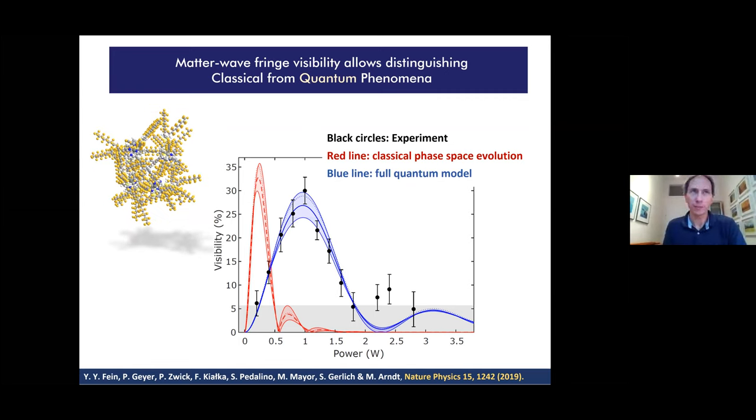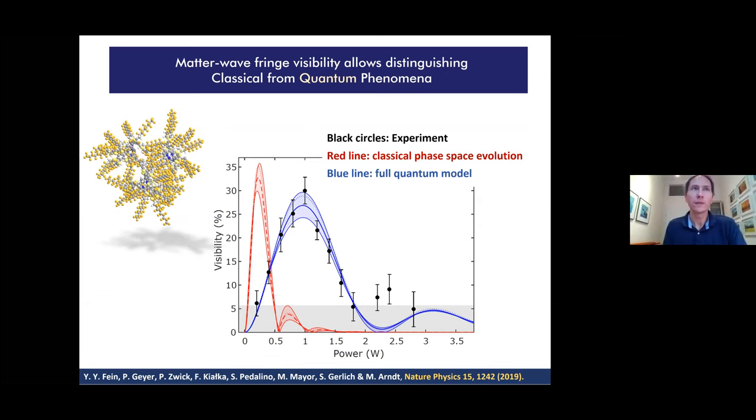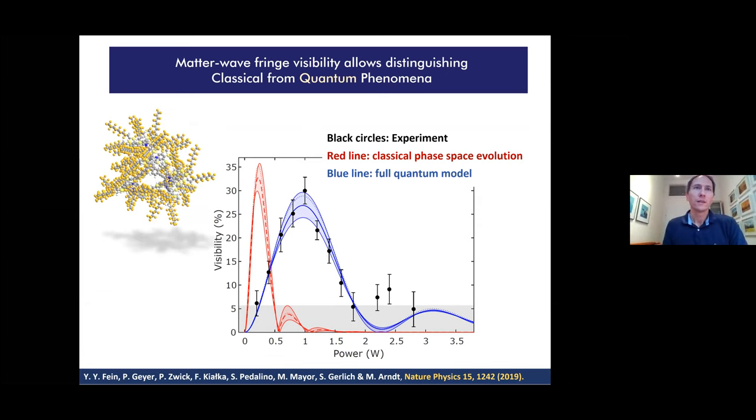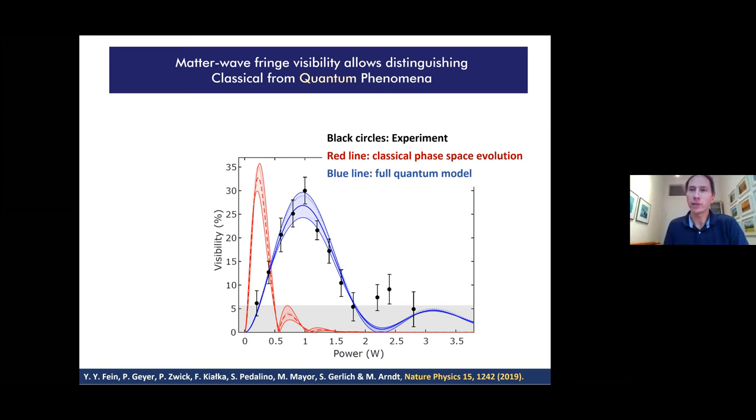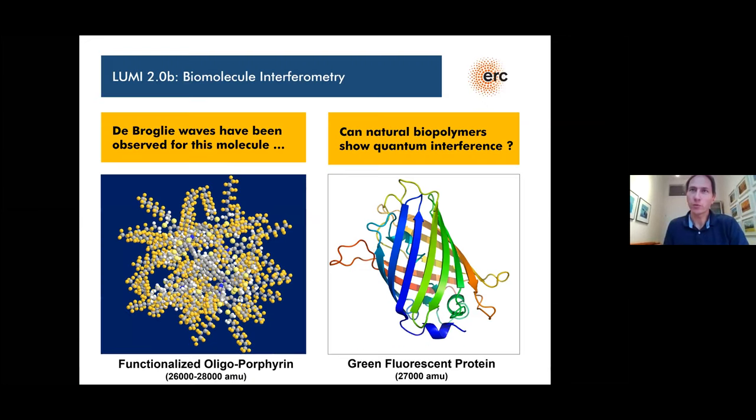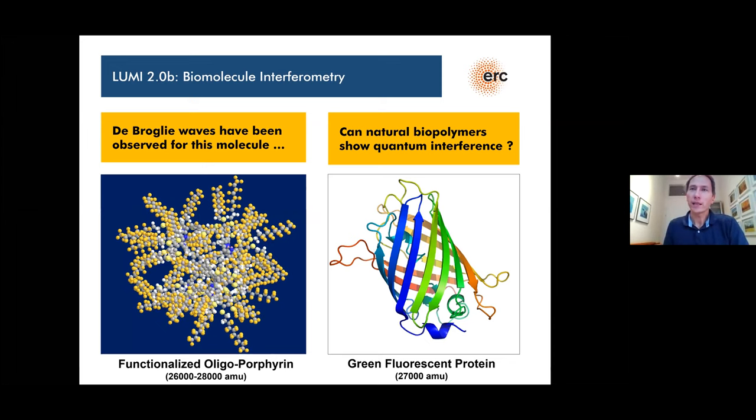And for bigger things, you have to go to lower temperatures. So what could be bigger things? There are two different directions. On the one hand, this molecule already has actually the same mass as the green fluorescent protein, roughly 27,000 mass units. And so a natural question is, can we interfere in natural structures?